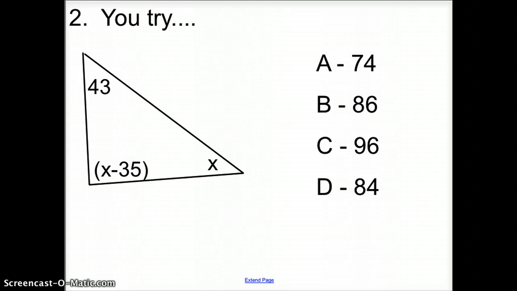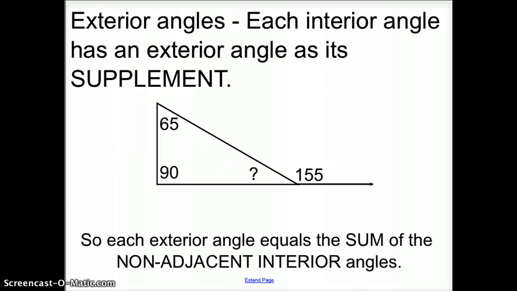Once we do the interior angles, the three interior angles, we also talked about how we can have an exterior angle. The exterior angle is simply one of the sides being extended, creating an exterior angle outside of the triangle. Each exterior angle equals the sum of the two non-adjacent interior angles.